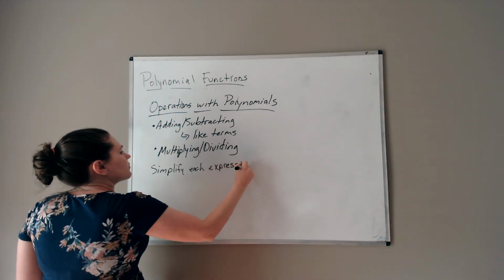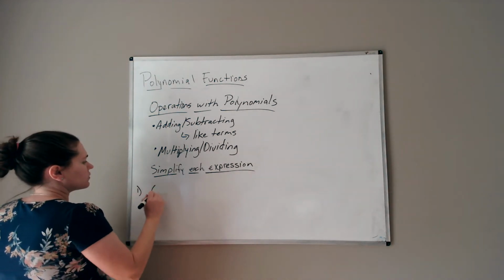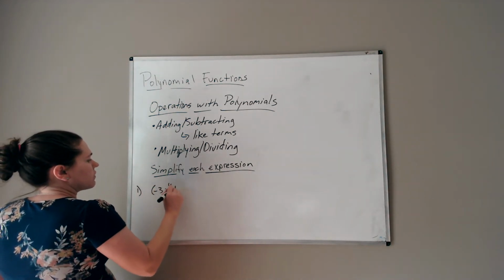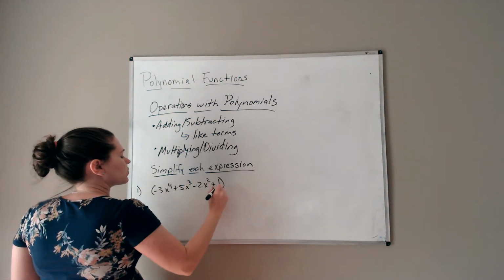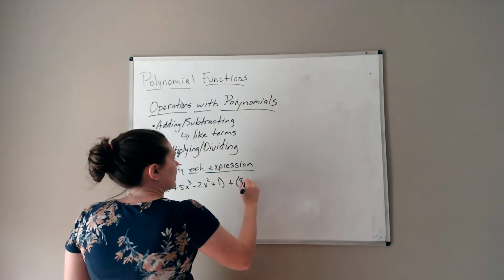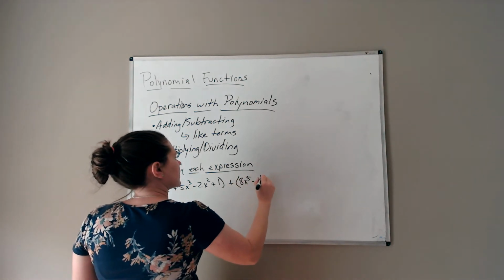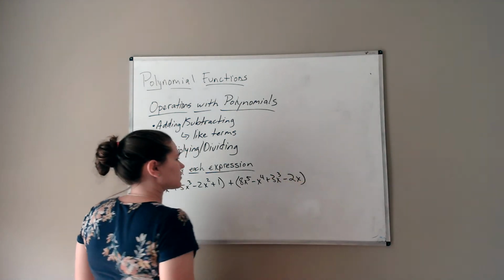Okay, so let's simplify each expression. Remember, you need to give your final expression in the standard form. So number 1, let's do negative 3x to the fourth plus 5x to the third minus 2x squared plus 1 plus, let's do 8x to the fifth minus x to the fourth plus 3x to the third minus 2x.